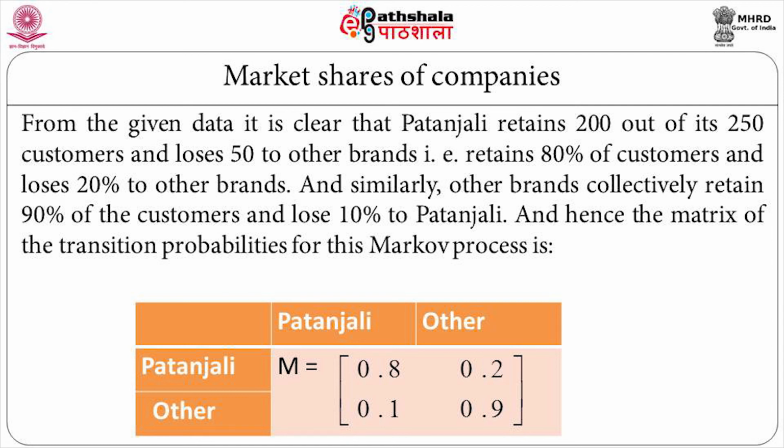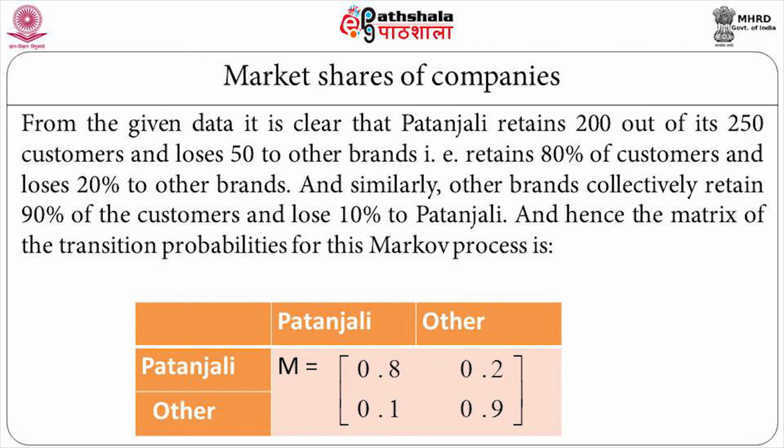So, what does that mean? Those who are using Patanjali biscuits will continue to use Patanjali biscuits with probability 0.8 and will move to other brands with probability 0.2. Similarly, those who are using other brand biscuits are likely to go to Patanjali with probability 0.1 and will continue with other brands with probability 0.9. This is what is called the transition matrix.